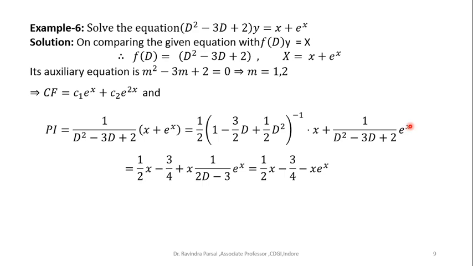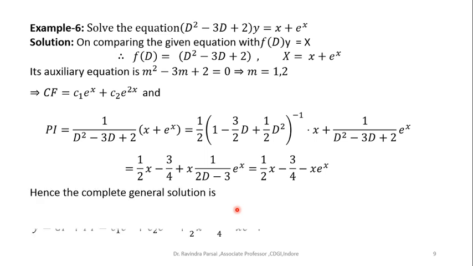Because when you put this value you are getting 0. So when you apply the exponential case, you get 1 plus 2 is 3 minus 3 is 0. So you have to apply the case of failure. Case of failure says: multiply by x, keep the numerator as it is, and differentiate the denominator with respect to D. So the differential of the denominator is 2D minus 3, and then e raised to x. Now you put the value of D equal to 1. So 2D minus 3, that is, you are getting minus 1. So this gives you 1 by 2 of x minus 3 by 4, and minus x into e raised to x. So this is the particular integral in this case.